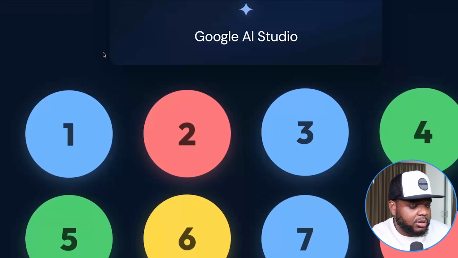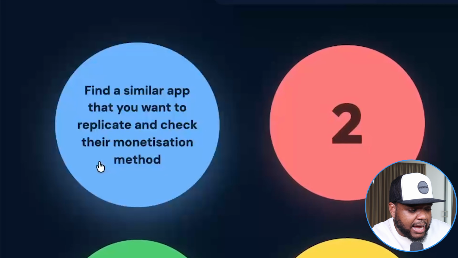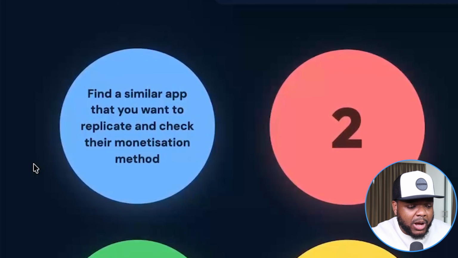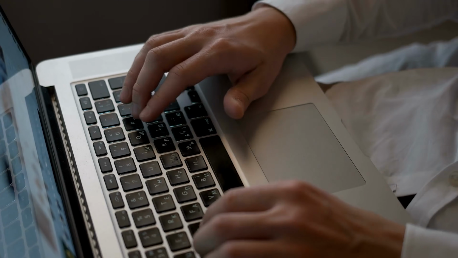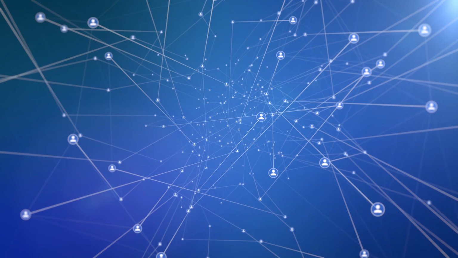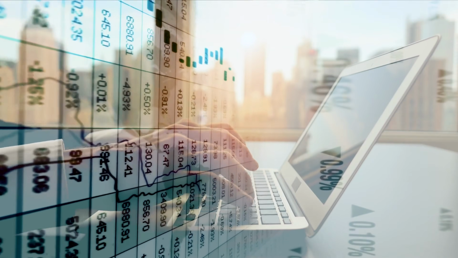So jumping straight into one of the first official steps that you need to take when it comes to using the Google AI Studio is that you need to find a similar app that you want to replicate and check their monetization method. And the reason why I believe that this is the best approach to take is because if you're able to see what's already working, what's already getting traffic, and you're able to rebuild it, put your own spin on it, this is going to allow you to fast track your success.